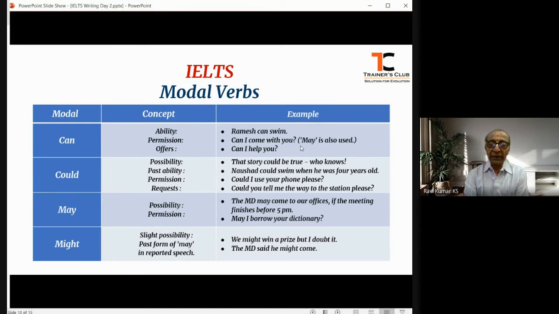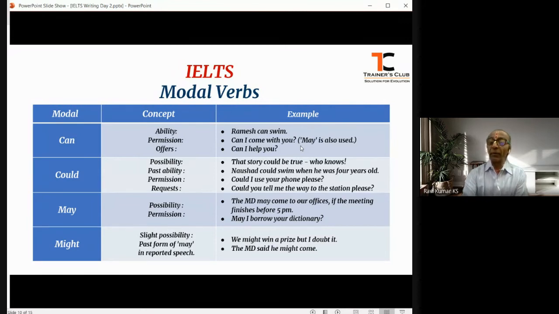So the same thing, we might win a prize, but I doubt it. India might win the World Cup. Still I doubt, because the Australians are the strong opponents, or the New Zealanders are the strong opponents. So, little possibility.